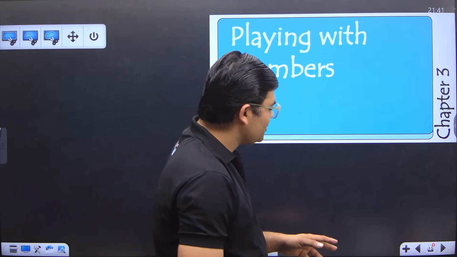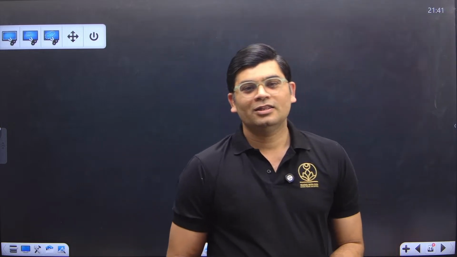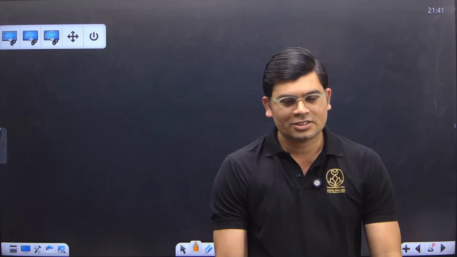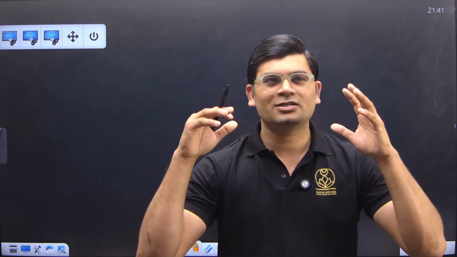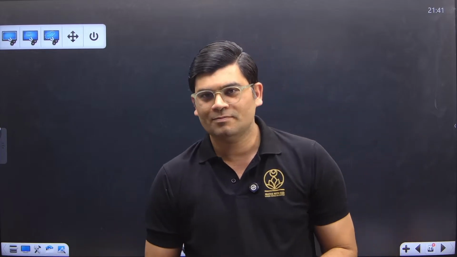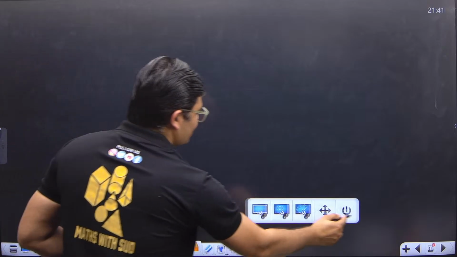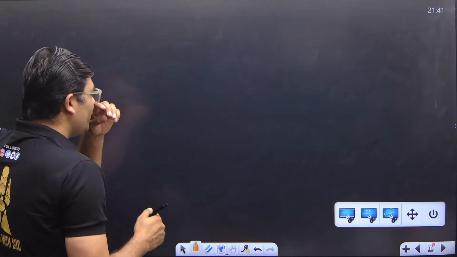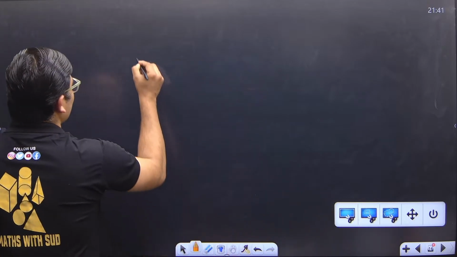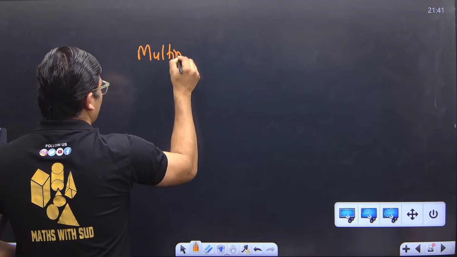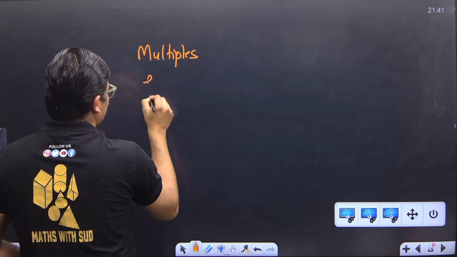So playing with numbers, why are we playing with numbers? Because we have to understand that our mathematical life is nothing without numbers. If we are making tiles, painting, shopping, climbing the stairs, anything that we do has some numbers in it. So we have to learn how to play with these numbers. The first two things which come to our mind are: what are multiples and what are factors.